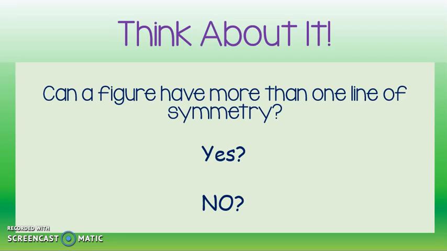So now that you've answered that question, I want you to think about it. Can a figure have more than one line of symmetry? And this is another question on your async assignment. Can a figure have more than one line of symmetry? So what that means, boys and girls, is can you fold a figure more than one way and still have a perfect line of symmetry? What do you think? Do you think yes or do you think no? Go ahead and pause this and answer that question on your assignment.